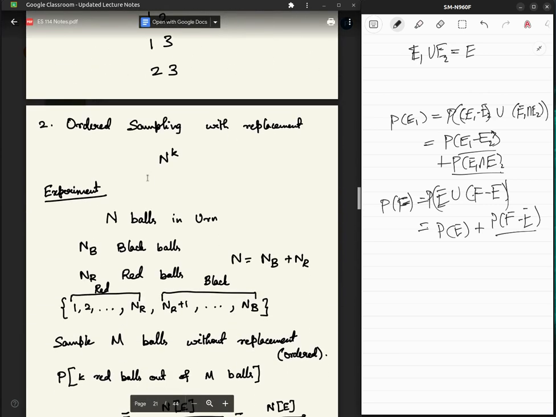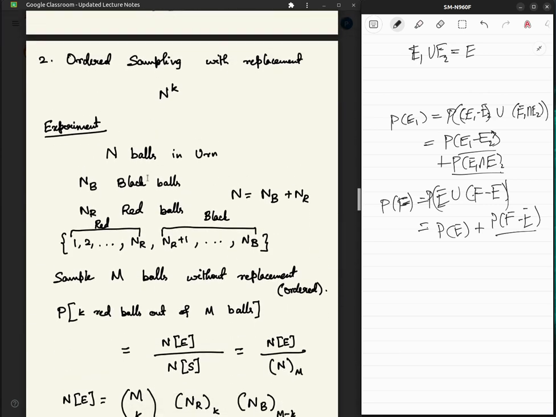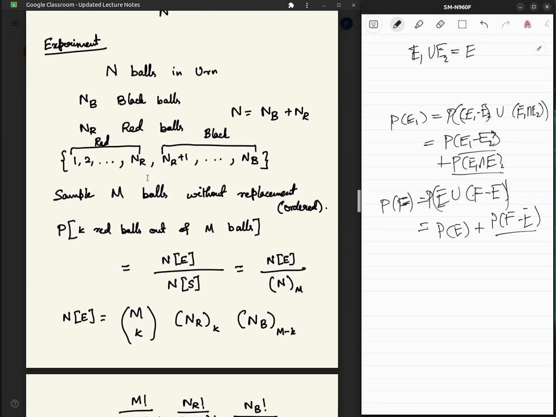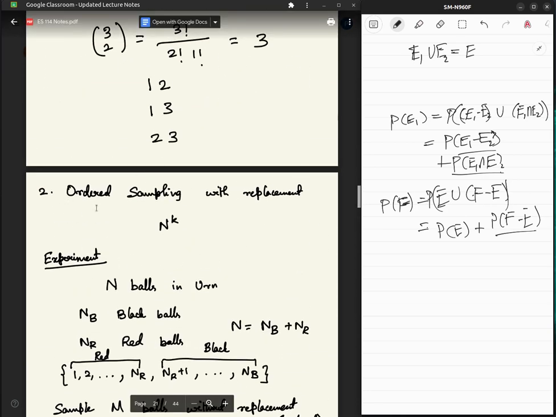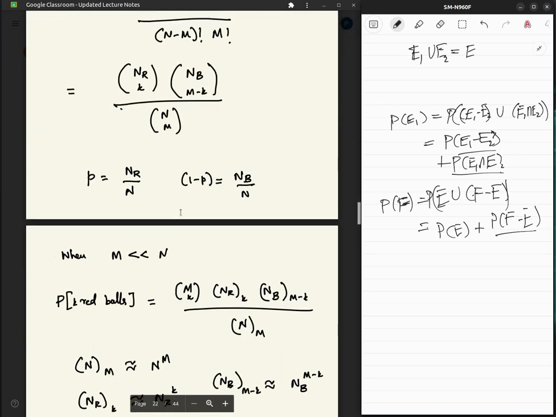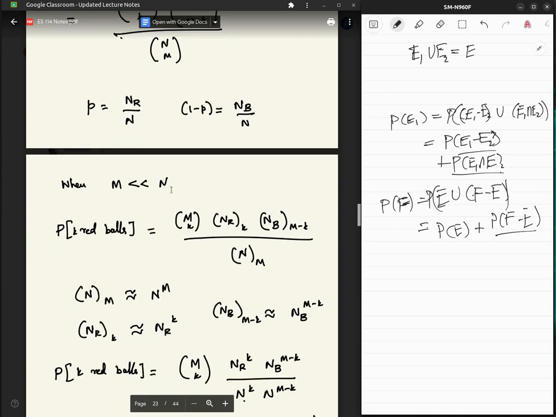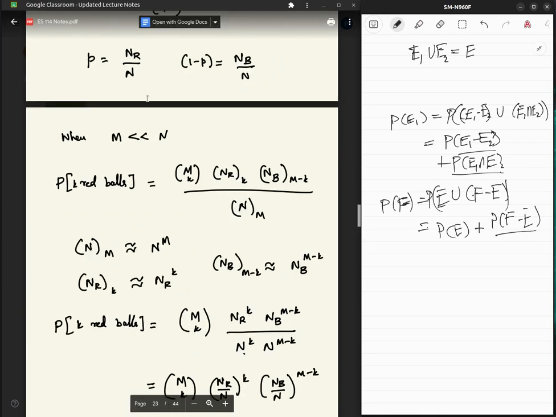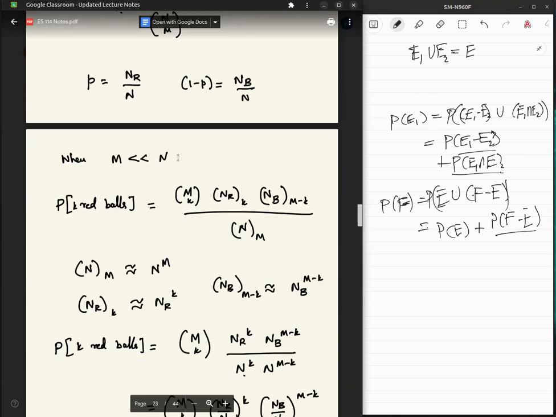What's the title for this thing? Unordered sampling, right? And there is replacement. Sure. This was ordered sampling. There's also unordered sampling, which this was basically. Yeah. But he probably also has an example. No, this is the example it seems. Okay.